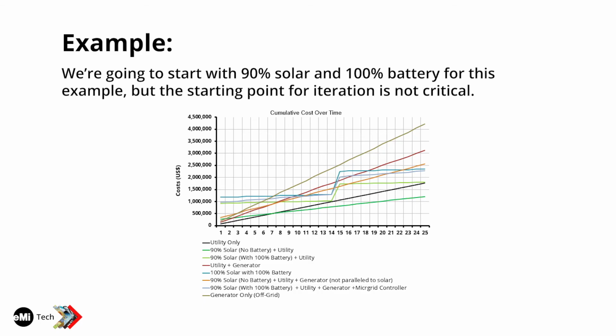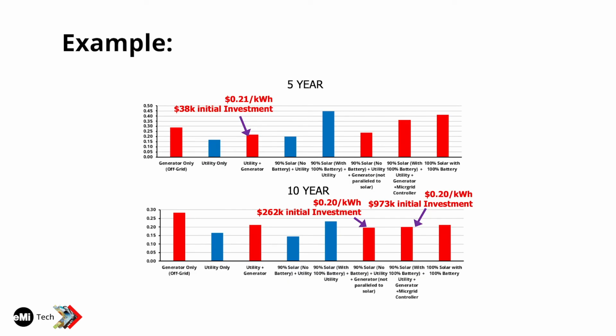And this is the economics, the plot of the total cost at any given year. So the total dollars that have been spent on energy from year zero at any given point per the year. And then I also have this plot in here. I colored the red ones, the ones that are 100% energy availability, and the blue ones are not 100% energy availability. And you can see at 5 years, maybe utility plus generator could make sense.